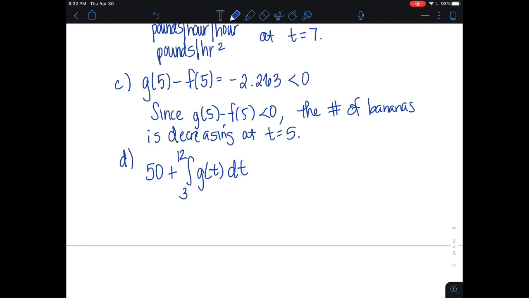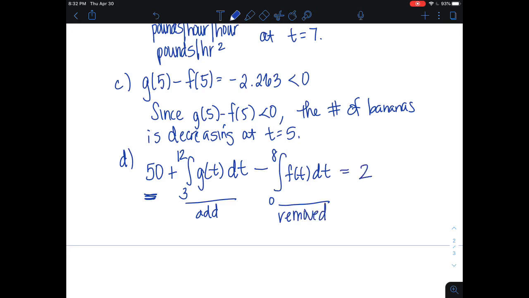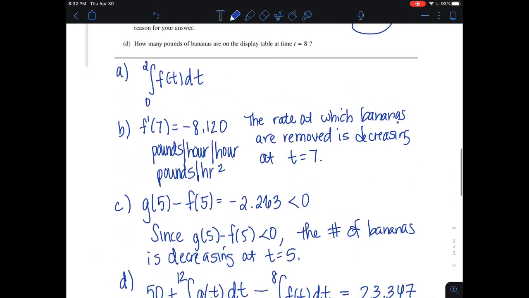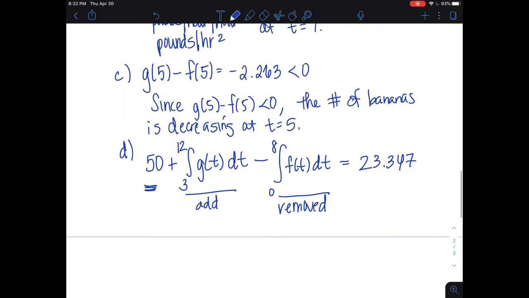So when you integrate from 3 to 12 the function g of t, this is going to tell you you started with some bananas, you added some bananas. Don't forget that you're also subtracting bananas. So you're going to have to subtract the integral from 0 to 8, f of t dt. Okay, that's how much you've removed. And when you put that all together, in this case, it comes out to be 23.347.